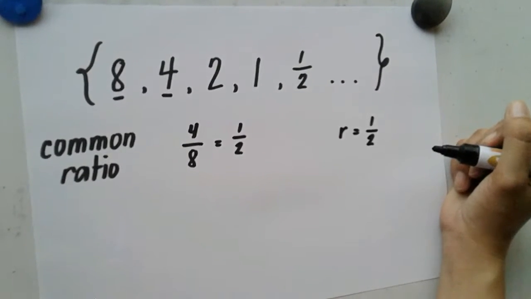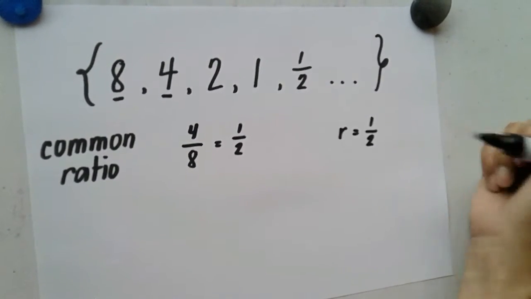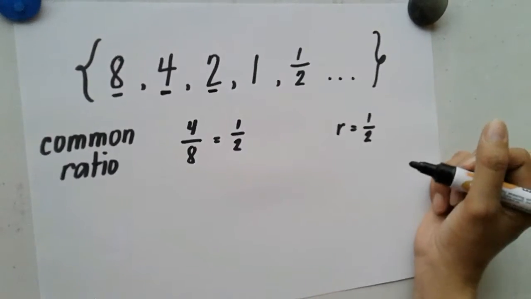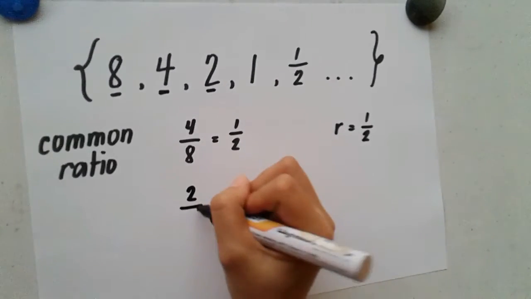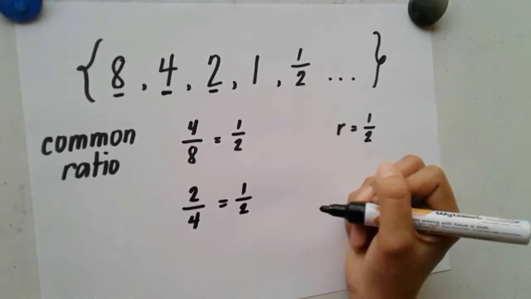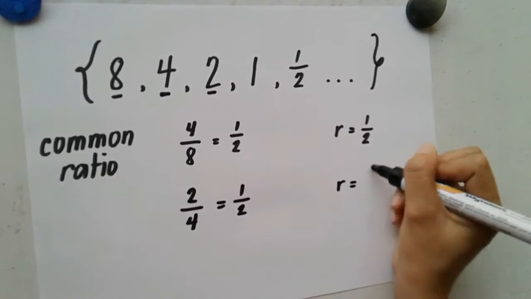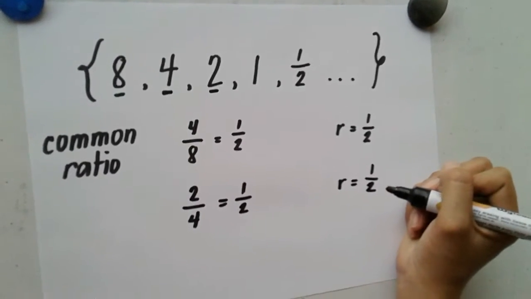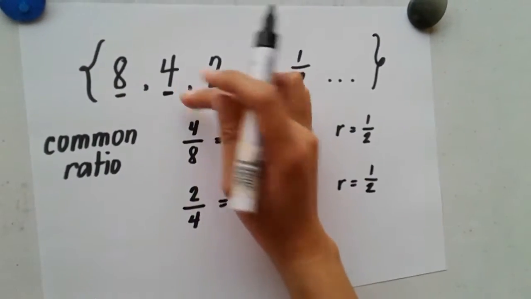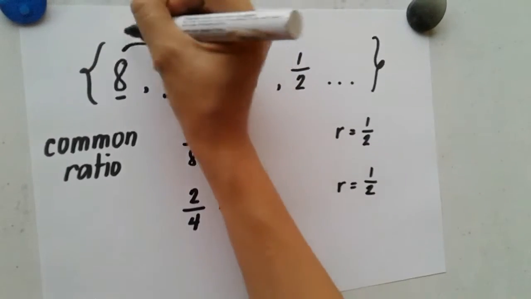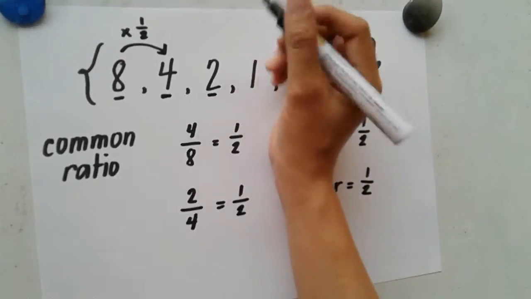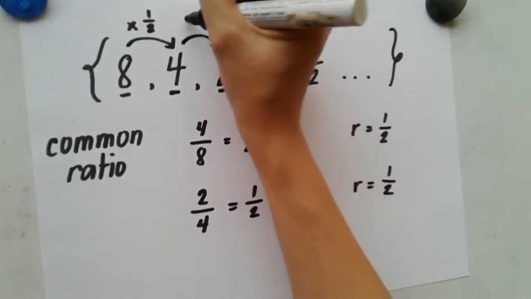So let's take a look at the next set of consecutive terms. We have 4 and 2. We find the ratio by dividing 2 by the term before it, and that is 4. And we get 1/2. So our second ratio is 1/2. Now, we have the same value of ratio. In order to get from 8 to 4, we have to multiply by 1/2. And to get from 4 to 2, we also need to multiply by 1/2.